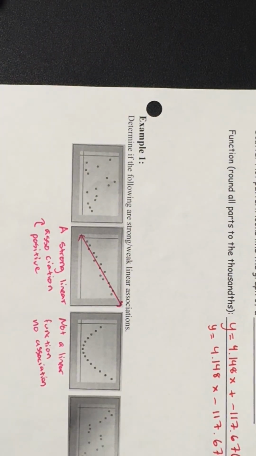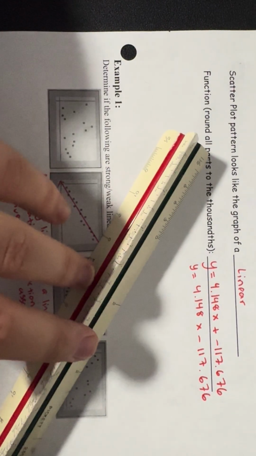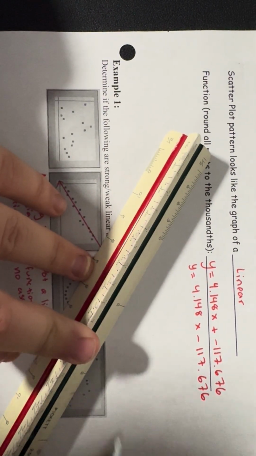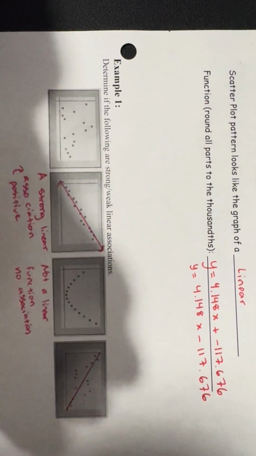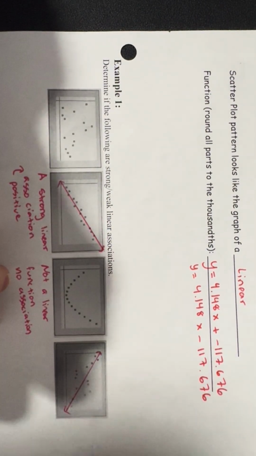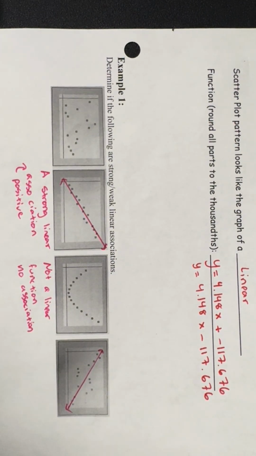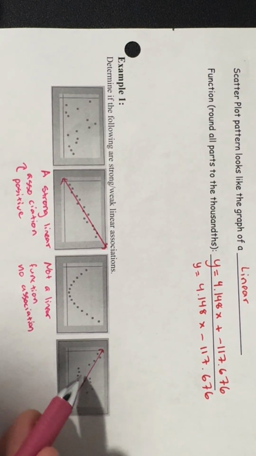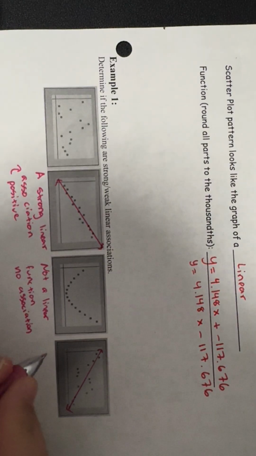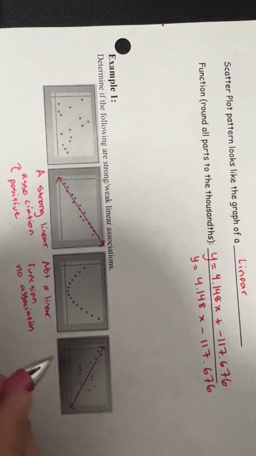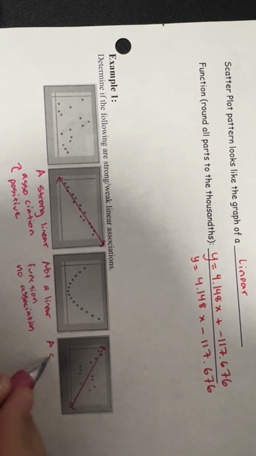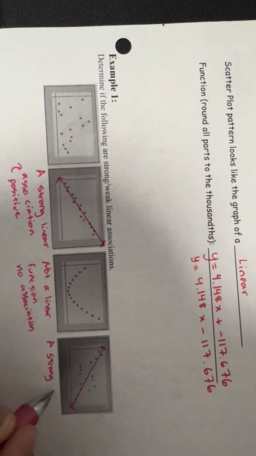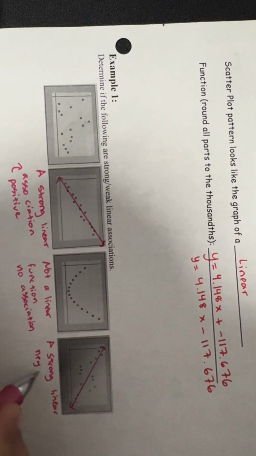Now, sometimes they can go down. Again, this is just a line for myself to see it. I can see it's negative now, and it's still pretty strong. There are still some points on the line, and they're pretty close. Some are a little farther, but I'm going to go with strong on this one too. The points are pretty close. So a strong linear negative association.